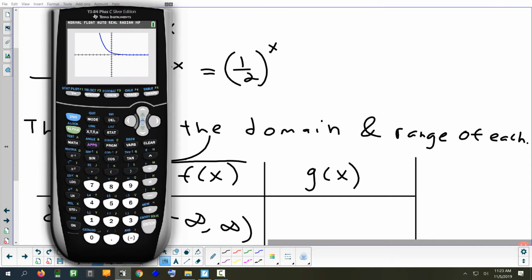That's the 1/2 to the x. What's the domain on that? Negative infinity to infinity. It's the same domain. It's a mirror image. If you were to graph 2 to the x, I could have kept it on there at the same time, but they are mirror images over the y-axis.